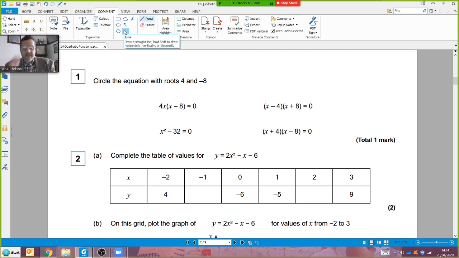So here it is. Where's this graph going to cross the line y equals 0, or the x-axis? Well, if I put a 4 in there and a -8 in there, will that give me an answer of 0? No, 4 fours are 16, -8 take away 8 is -16, so 16 times -16, no, it doesn't work. What about that one?